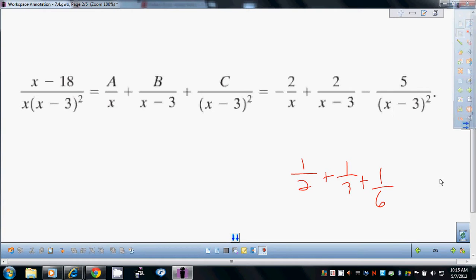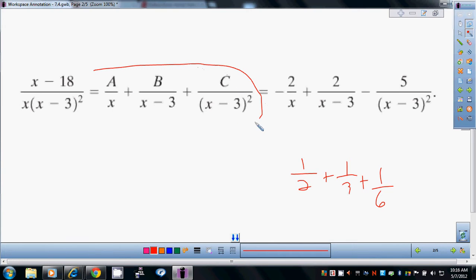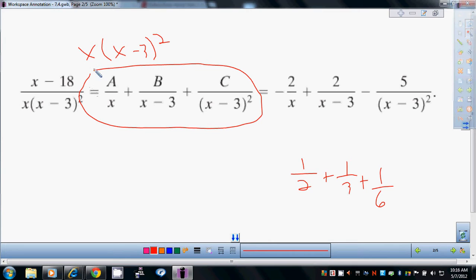And now, when we multiply by our denominators, look at what you get for this problem. We're going to multiply by x and x minus 3 twice. That'll knock out this one and this one. So when we multiply this side, the x's cancel, and you're left with a times x minus 3 squared. When you multiply by the second one, one of the x minus 3's cancels, and you're left with b times x minus 3. And when you multiply this by c, x minus 3 squared cancels, and you're left with cx.